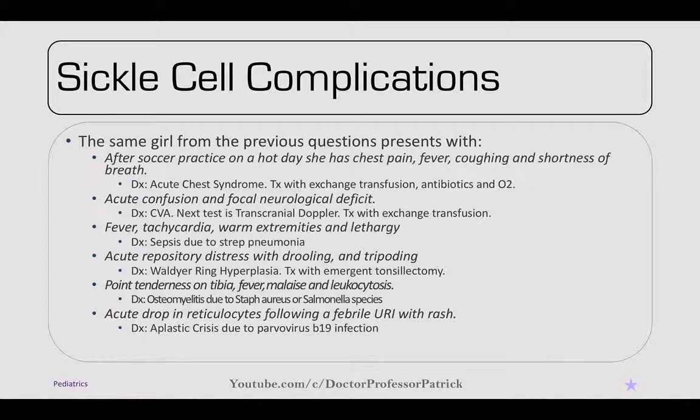Next, if there were point tenderness on the tibia, fever, malaise, and leukocytosis, this could be osteomyelitis. It's most commonly due to Staph aureus, but those with sickle cell disease have a much higher rate of salmonella infection. And then lastly, if there was an acute drop in reticulocytes with a febrile URI and a rash, say a rash on the cheek and upper extremities, this could be aplastic crisis due to parvovirus B19.